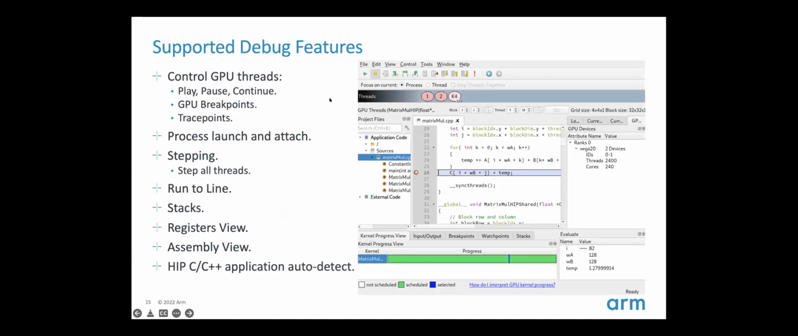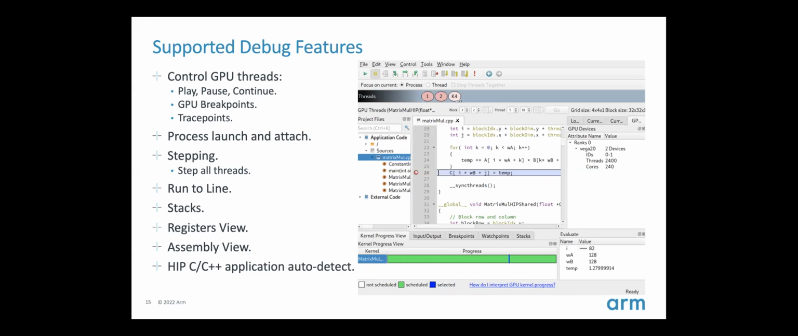So what do we do? What kind of features do we have supported? Like I say, pretty much everything that you can do with CUDA, right? So you have complete control over your GPU threads. You can play, pause, you can set breakpoints, trace points, watch points, you can monitor variables, you can step.